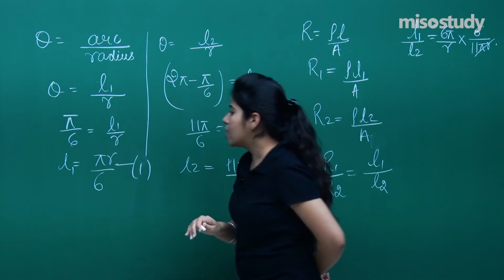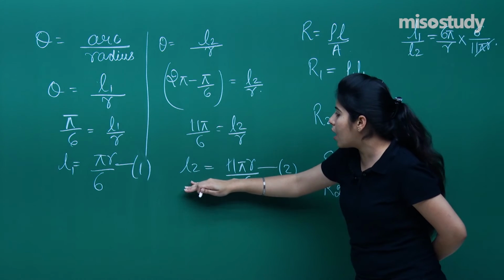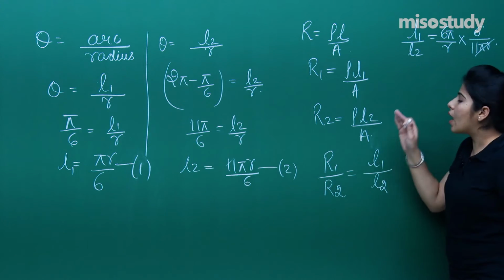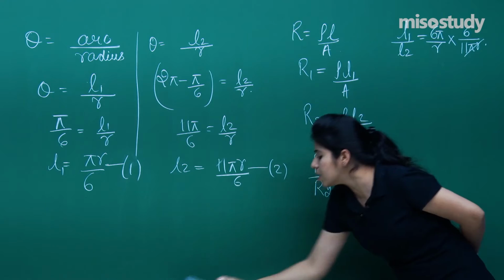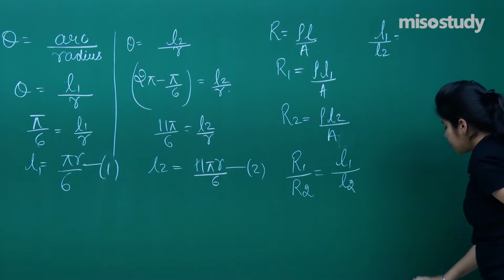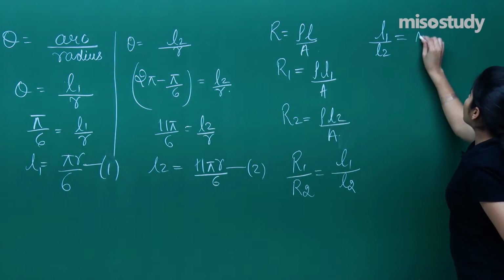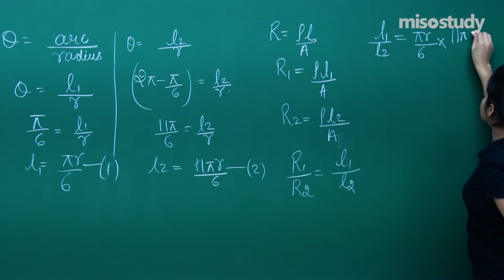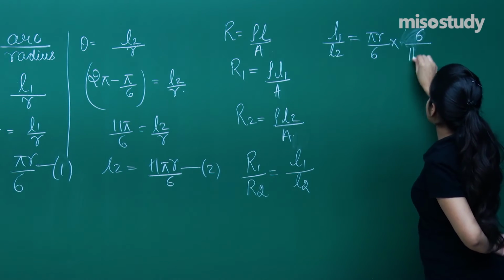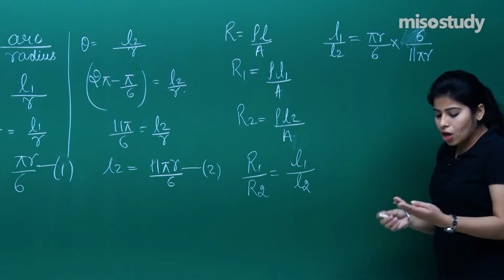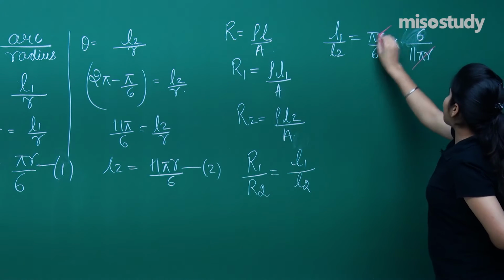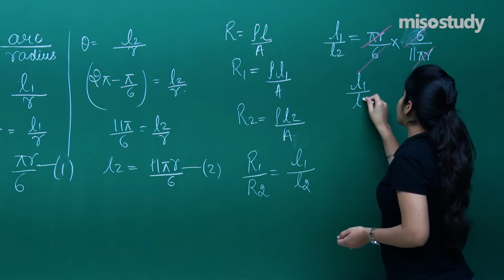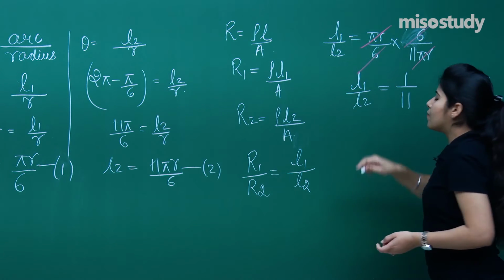This is my equation 1. And similarly, if I speak for L2, L2 will be 11 pi r upon 6. Now to find L1 upon L2, pi r upon 6 multiplied by 6 upon 11 pi r. Now what you can see over here, pi r cancelled, 6 cancelled, and you are having your L1 upon L2 as 1 upon 11.